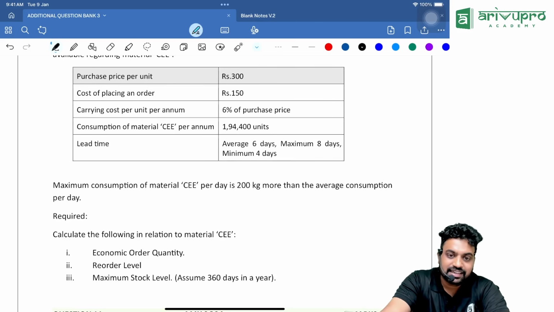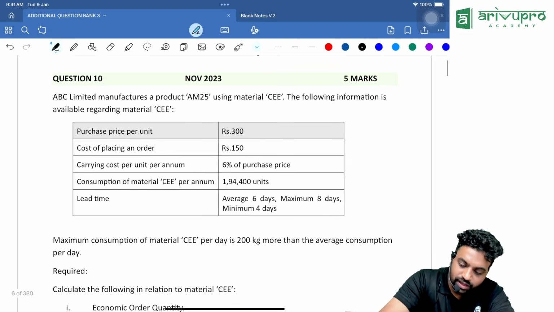Guys, they have given yearly consumption. They have given how many days in a year. Using that, can I find out average consumption? 1,94,400 divided by 360.